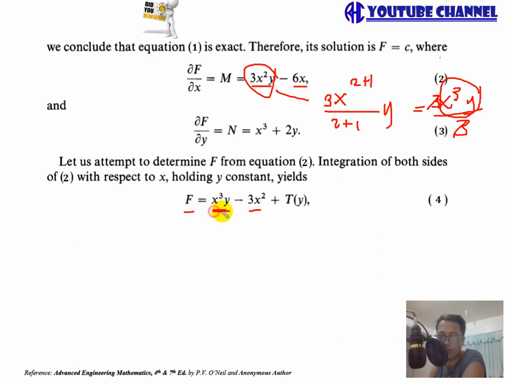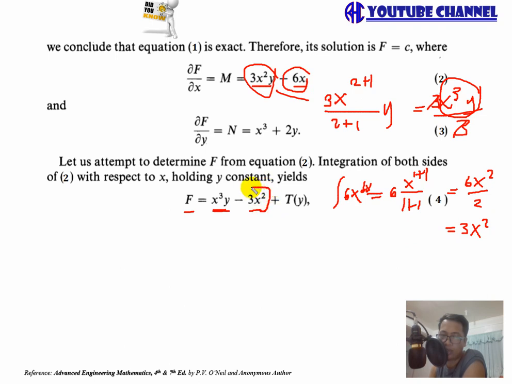Ito yan. Then, yung 6x naman, integrate natin. Ang integration ng 6x times dx pala. So, ano yan? Constant times, so ito, x variable, 1 plus 1. Of course, yung denominator is 1 plus 1. So, matitira is 6x squared over 2. So, reduce natin. So, magiging 3x squared.